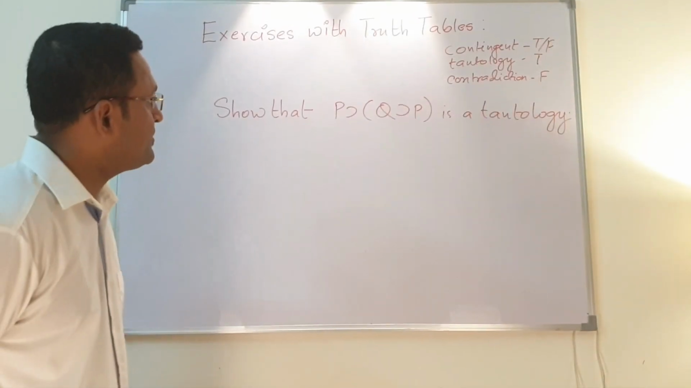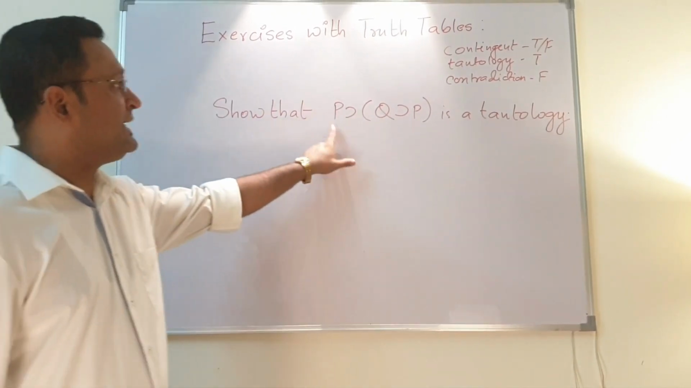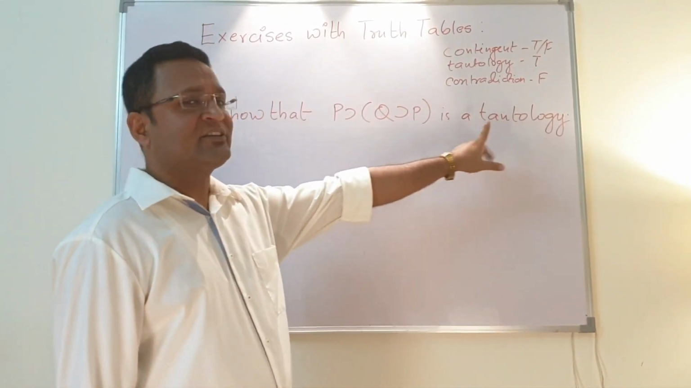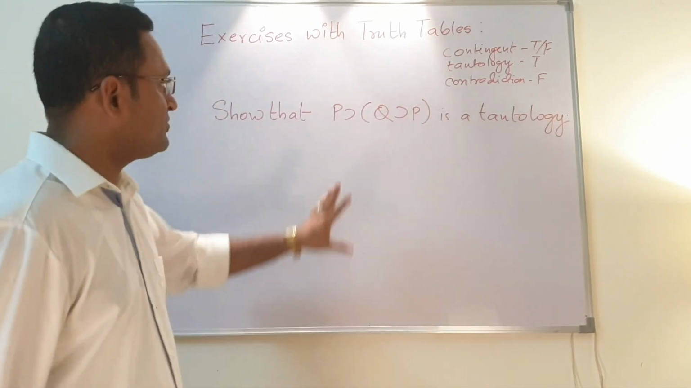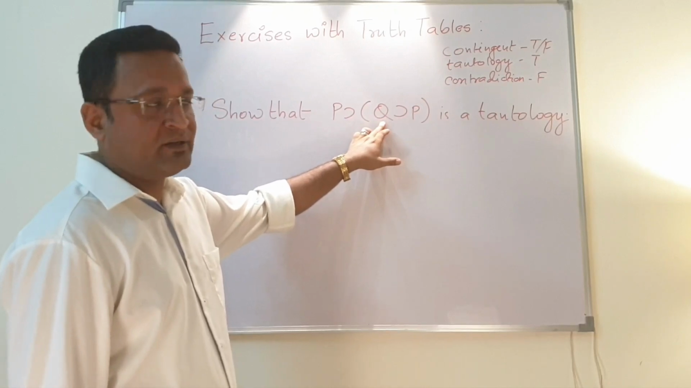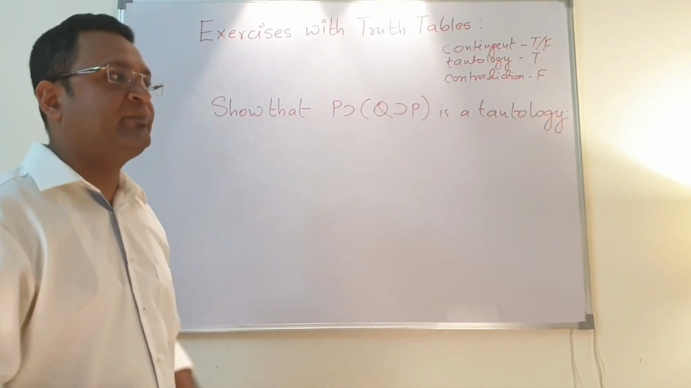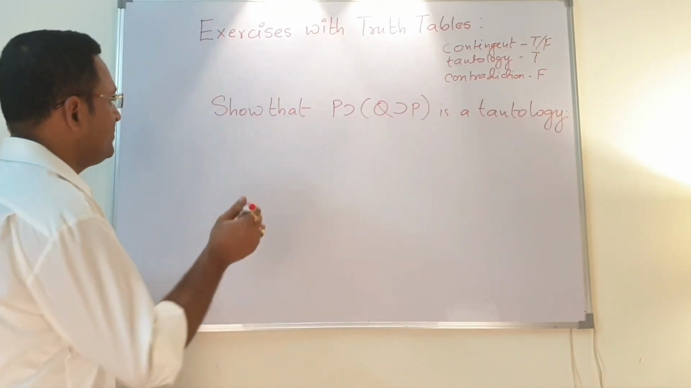Okay, now let us come to the second question. The second question asks us to prove that P implies (Q implies P) is a tautology. Now how to prove this? The first thing you should notice is that there are only two simple statements, P and Q. So it will be a simple table of 4 rows. So how to make it?